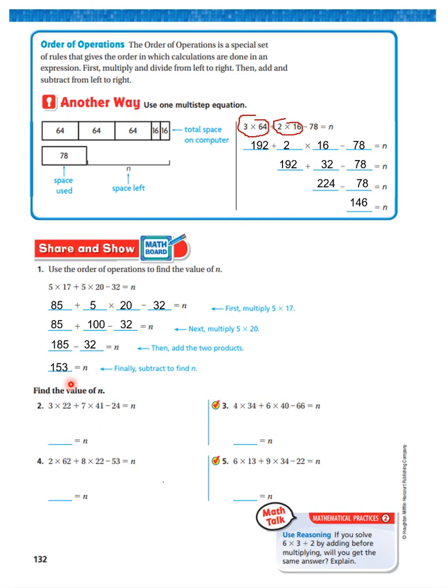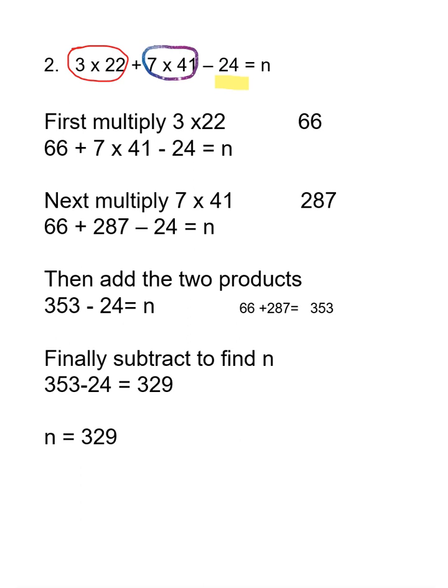That is n. All right, we're going to do 2, 3, 4, and 5 together, and I have a special way that I taught myself how to do this. So let's look at question number 2. All right, make sure you fill this in as we're doing the problem, okay? 3 times 22 plus 7 times 41 minus 24 equals n. Look what I did. This is my first step. This is my second step. Then I add, then I subtract.